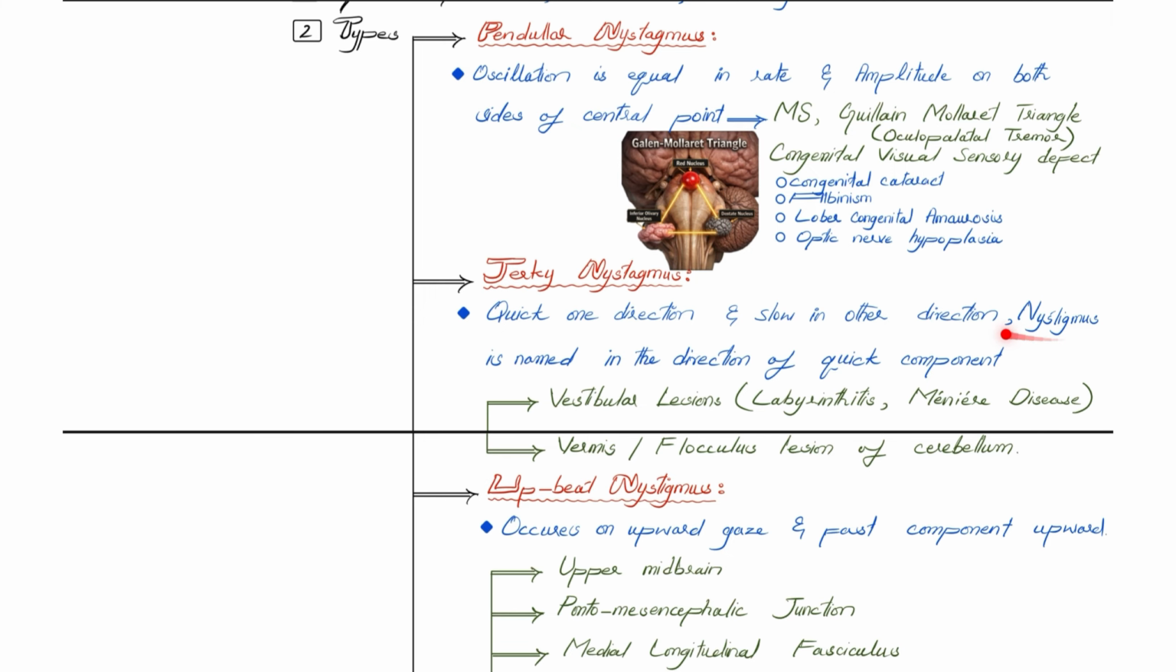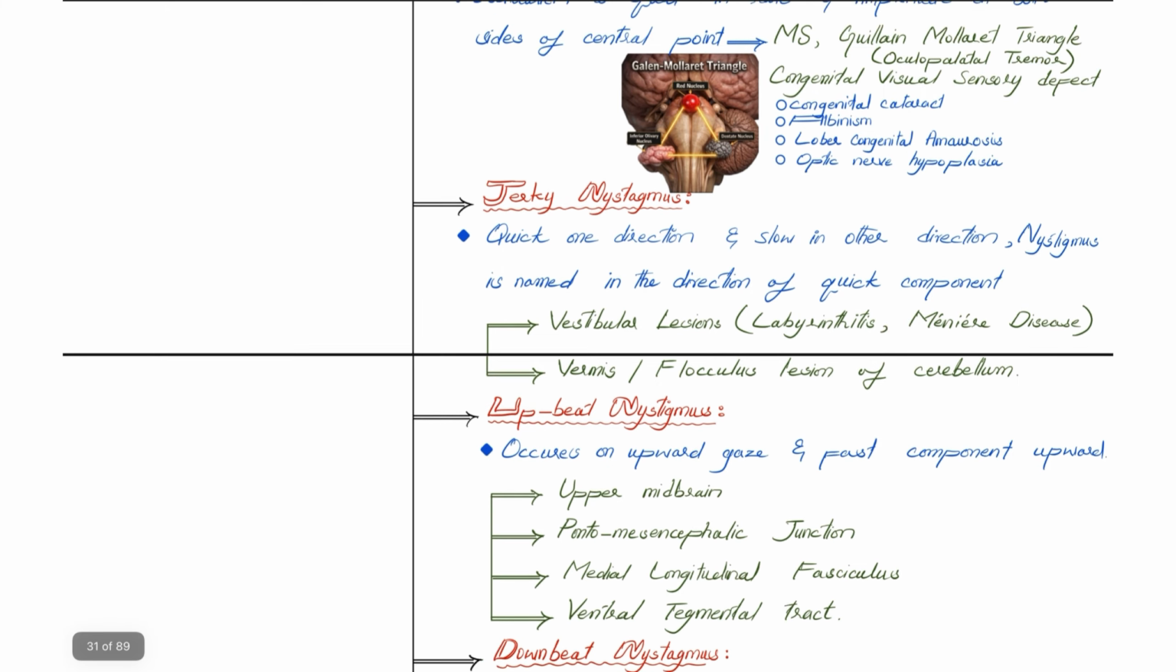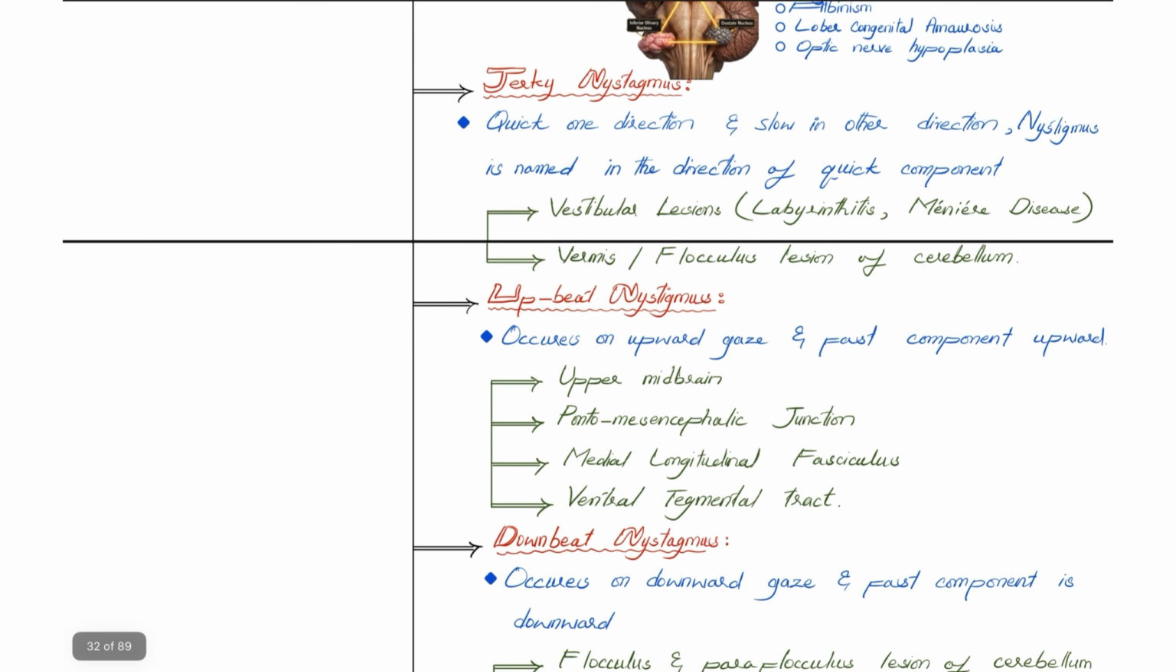And nystagmus is always named in the direction of the fast component, and it occurs because of vestibular lesions like labyrinthitis and Meniere's disease, or there is trauma to the vermis or flocculus of the cerebellum. And the third type is upbeat nystagmus, and it occurs on upward gaze, and the fast component is upward. It occurs in lesions such as upper midbrain lesion, or there is trauma to the pontomesencephalic junction, or damage to the medial longitudinal fasciculus, or there is trauma to the ventral tegmental tract.